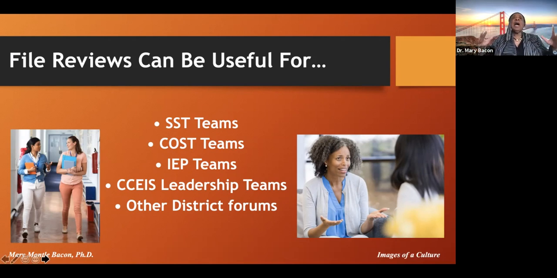Can you imagine how much more powerful an SST team or a care team or cost team or even the IEP team would be if you use that vehicle to get them to start to respect one another's perspectives, to work more effectively as a team, to see kids not just as kids who have problems, but to begin to identify what's missing in the system. Of course, we know that they can be extremely useful in doing CSACE leadership teams and other district forums.